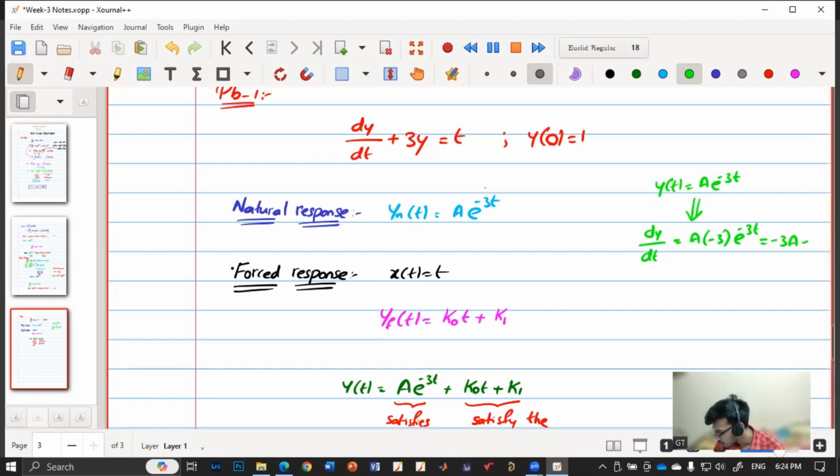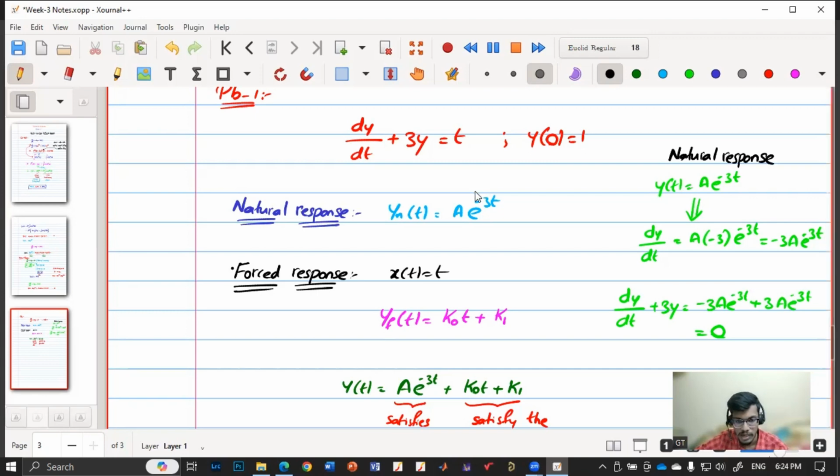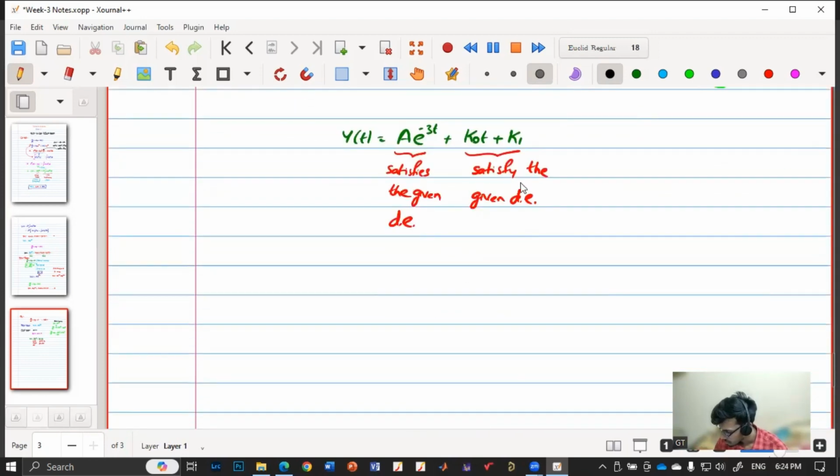So dy by dt will be minus 3a into e to the power minus 3t. So dy by dt plus 3y is nothing but minus 3a into e to the power minus 3t plus 3a into e to the power minus 3t, which is equals to 0. Because we are checking the natural response, and natural response means input is 0. So on the RHS side, we'll put 0, and we have seen that it is satisfying because this is natural response. Now, if you put forced response, which means for the given input, whatever solution you got, it should satisfy the given differential equation. So now we are checking the forced response.